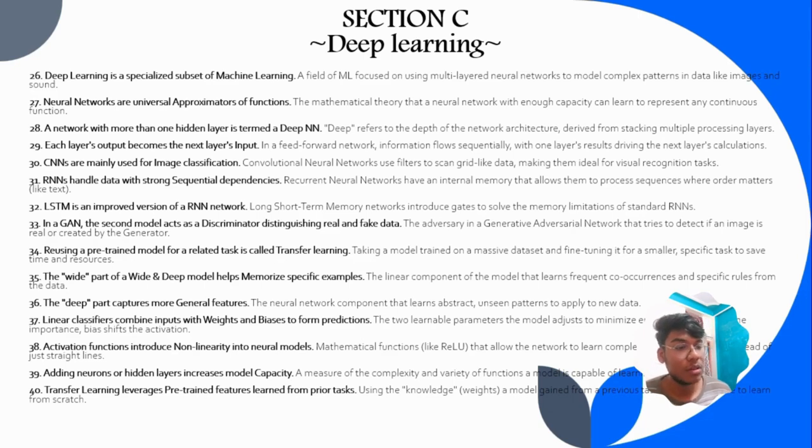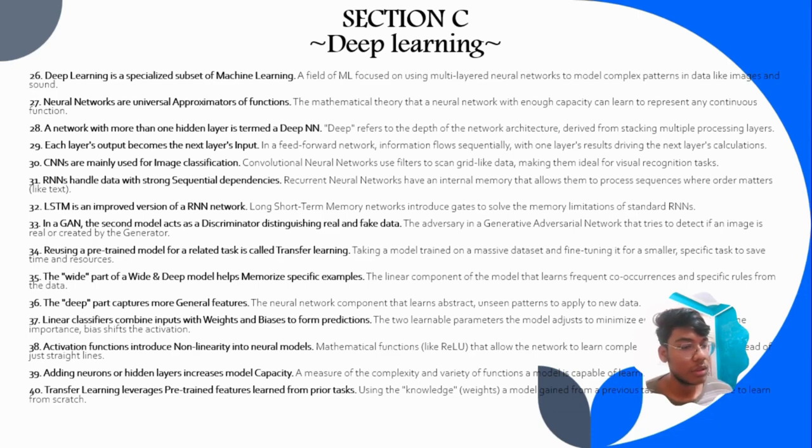AI does the same thing. We take a model that already knows how to see shapes from a huge data set, and we just teach it the specific details for a small task. Reusing a pre-trained model for a related task is called transfer learning. The model knows things from its previous experience, and all we do is give it the pre-trained data, and with that it trains itself.